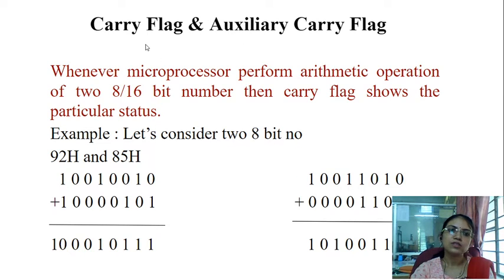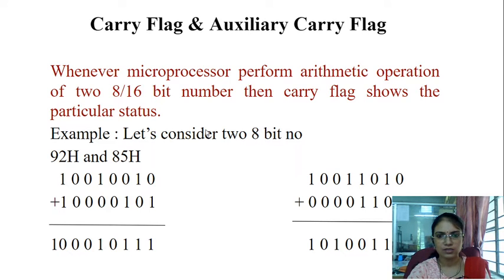Going to the first flag, the carry flag. In this slide we cover the carry flag and the auxiliary carry flag. First we go towards the carry flag. What is the use, or importance, of the carry flag that we are now studying? Whenever the microprocessor performs an arithmetic operation on two 8- or 16-bit numbers, this carry flag shows the particular status. How it shows the status, we now discuss.